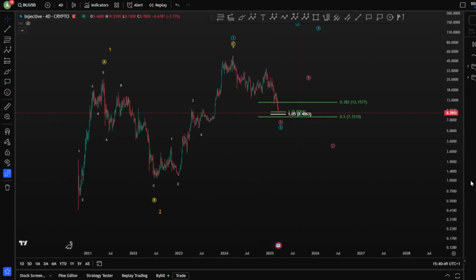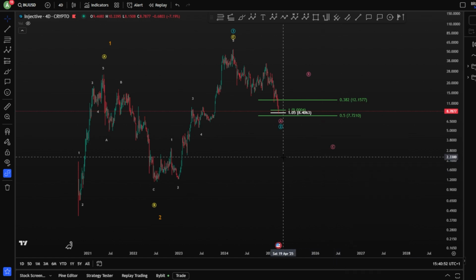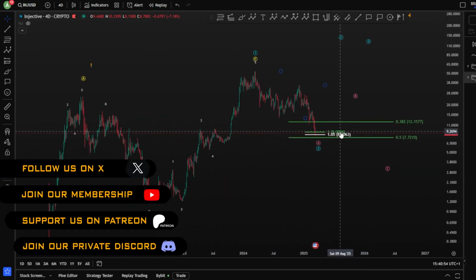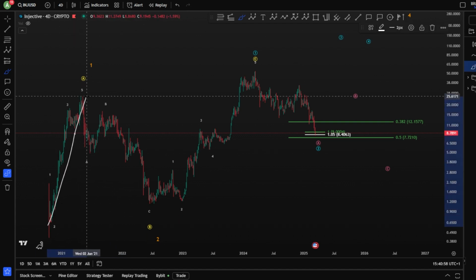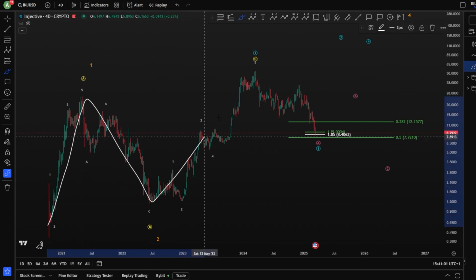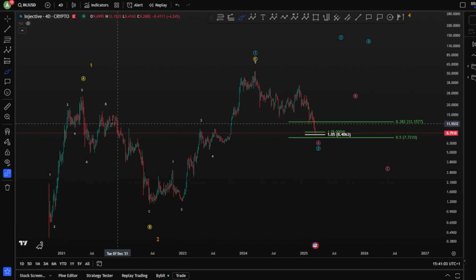Hello everyone, welcome to a new video for Injective price prediction based on Elliott wave analysis. A quick overview for the bullish and bearish scenarios here. On the 4 days chart we have an A for a zigzag, B and a C, of course, finishing a wave C in a zigzag.